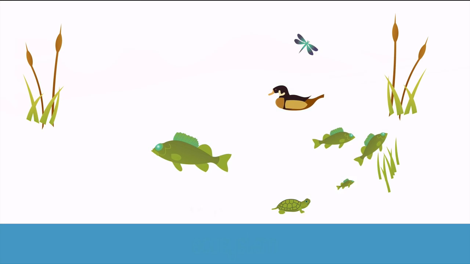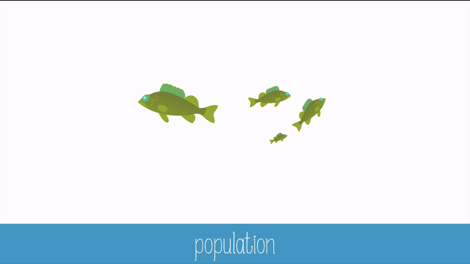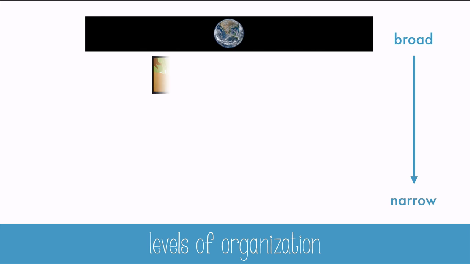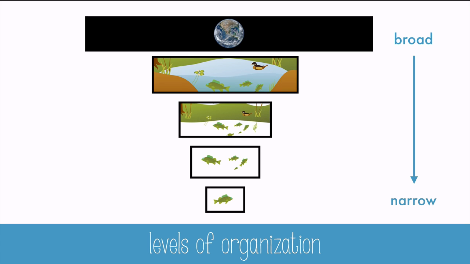A community is all of the interacting organisms in an area. It does not include the non-living factors. A population is all of the organisms of one type of species in the area, and an organism refers to an individual animal. In order, the levels of organization from the most broad to the narrowest are the biosphere, ecosystem, community, population, and organism.